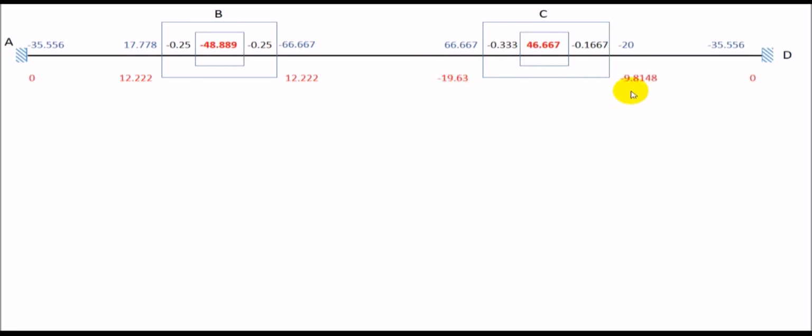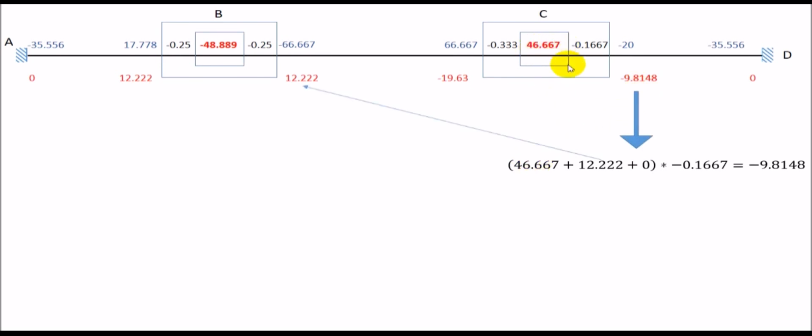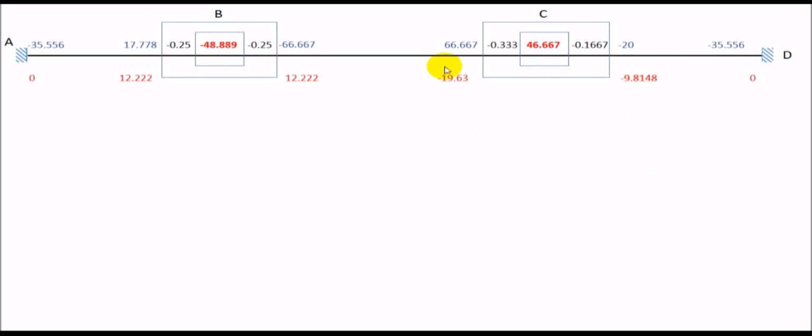Again, we'll see here how did we get this value. It is 46.667 plus the latest iteration value of left support, that is 12.222, plus the latest iteration value of right support, which is 0, into the rotation factor of CD, which is minus 0.1667, and we get the iteration value of CD, which is equal to minus 9.8148. Okay, this is our first iteration completed.